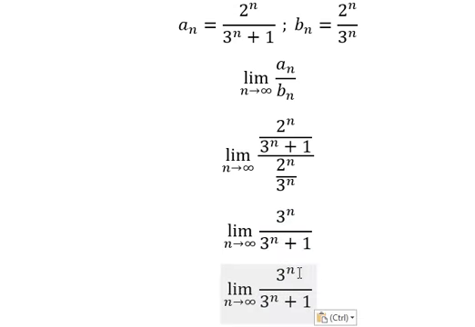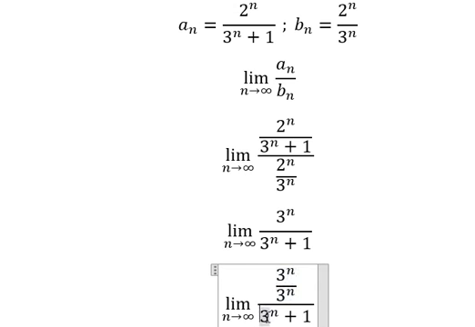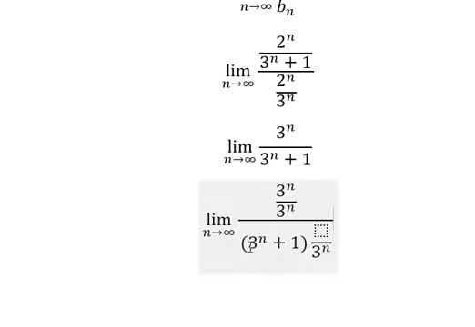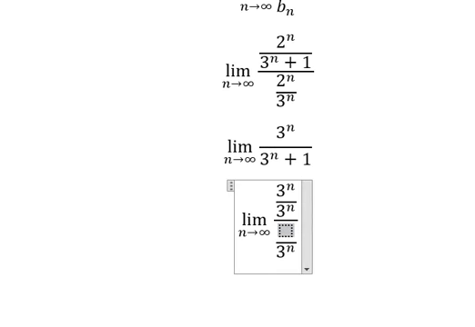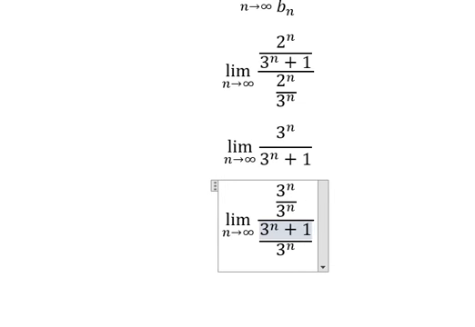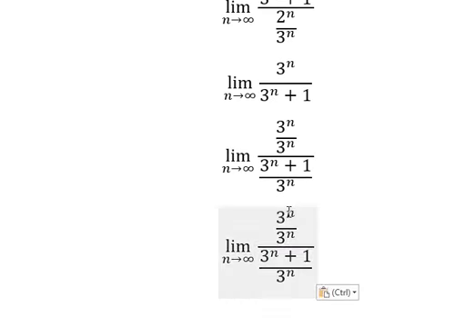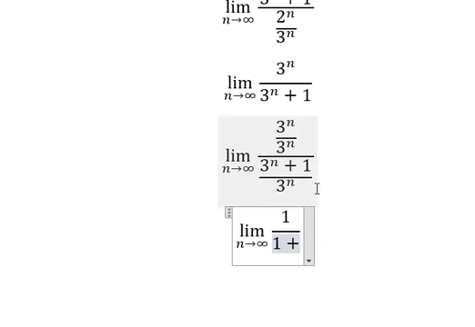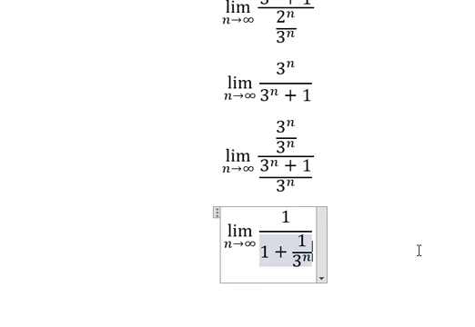Next, we divide both sides by 3 to the power of n on the numerator and denominator. So this one you get 1. 3 to the power of n divided by 3 to the power of n, you get 1. 1 divided by 3 to the power of n. You will get it like this.